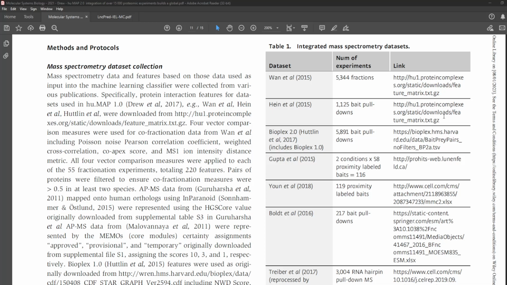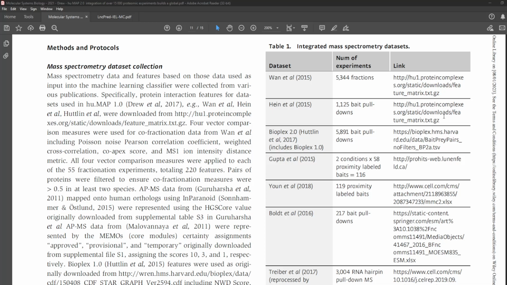The hu.REF dataset, Luck et al., 2020, which was not included in training but was included for evaluation, was downloaded from http://interactome.baderlab.org/data/hu.ref.tsv. Hu.REF protein interactions were ranked based on the number of assays the interaction was identified in.